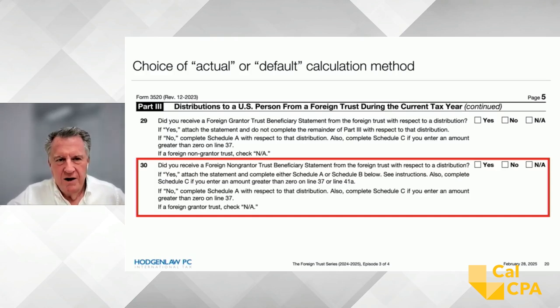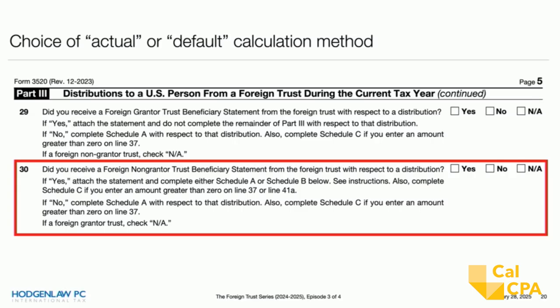So you get a foreign non-grantor trust beneficiary statement. Your life is in your own hands. Yay, we like that. And then it says, complete the Schedule C. I'll show you what Schedule C looks like in a second. This is calculating part of the tax. But look at the second one. If you do not get a foreign non-grantor trust beneficiary statement, the only option you have is the default method. And so you're stuck with that. You're not allowed to use the actual method.